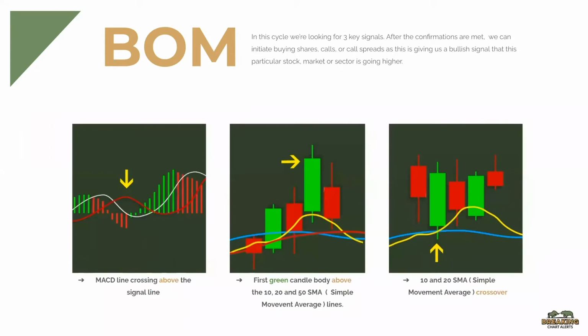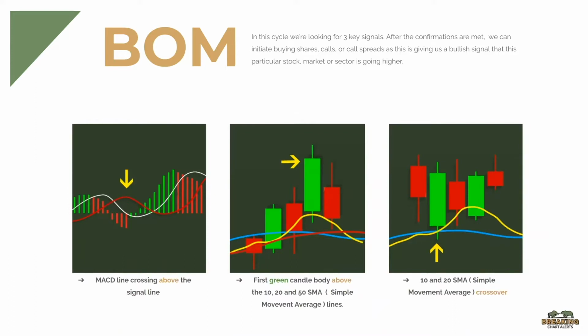So in our breakout momentum cycle, we're looking for 3 key signals. Okay, we need 3 confirmations for breakout momentum. After these confirmations are met, we can initiate buying shares, buying calls, or buying call spreads, as this is giving us a bullish signal that a particular stock, market, or sector is going higher.